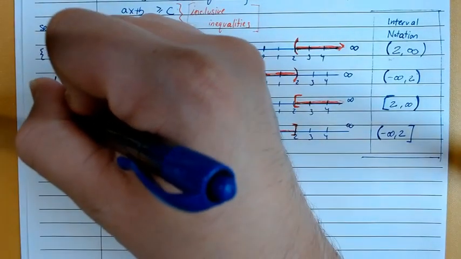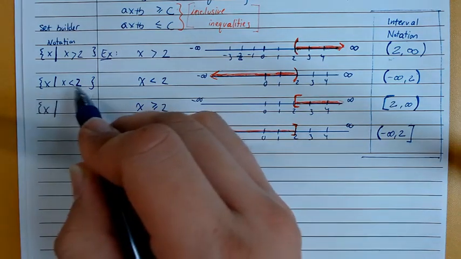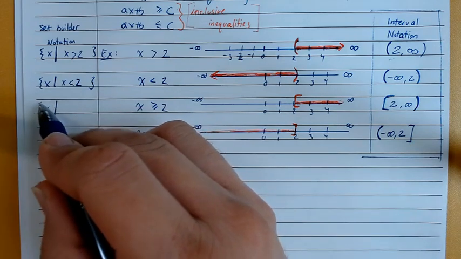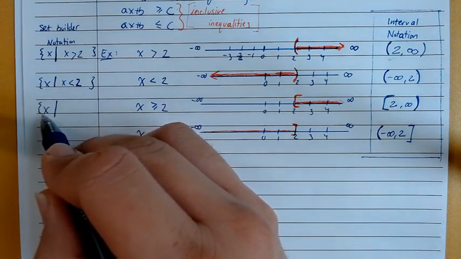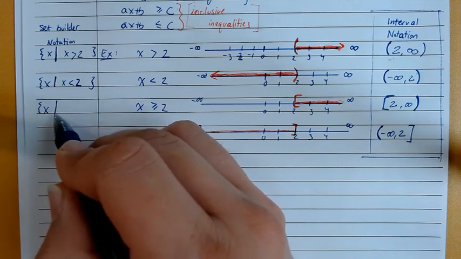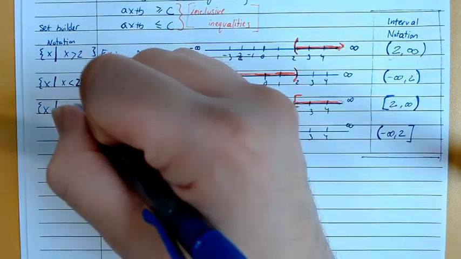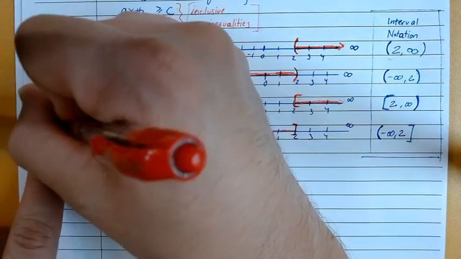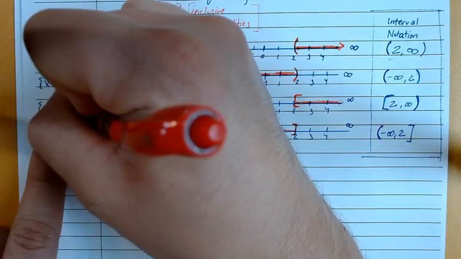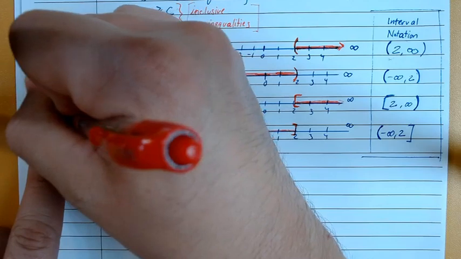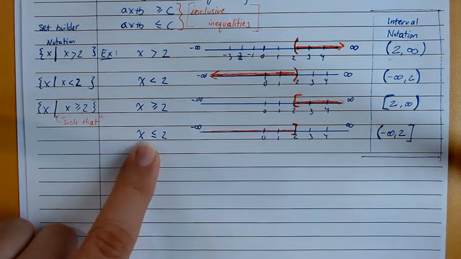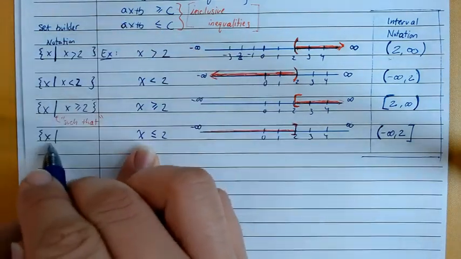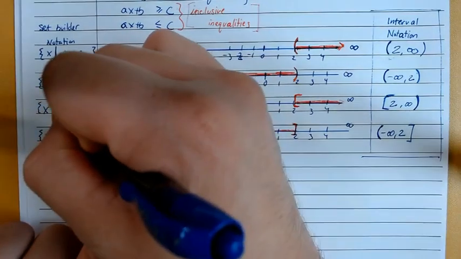Here, this would be x. Incidentally, this bar that separates your object from its description is usually read as such that. So here we want the set of x's such that x is greater than or equal to 2. And again, this is usually read as such that. And finally, this last one, x such that, I want the set of x's such that x is less than or equal to 2.